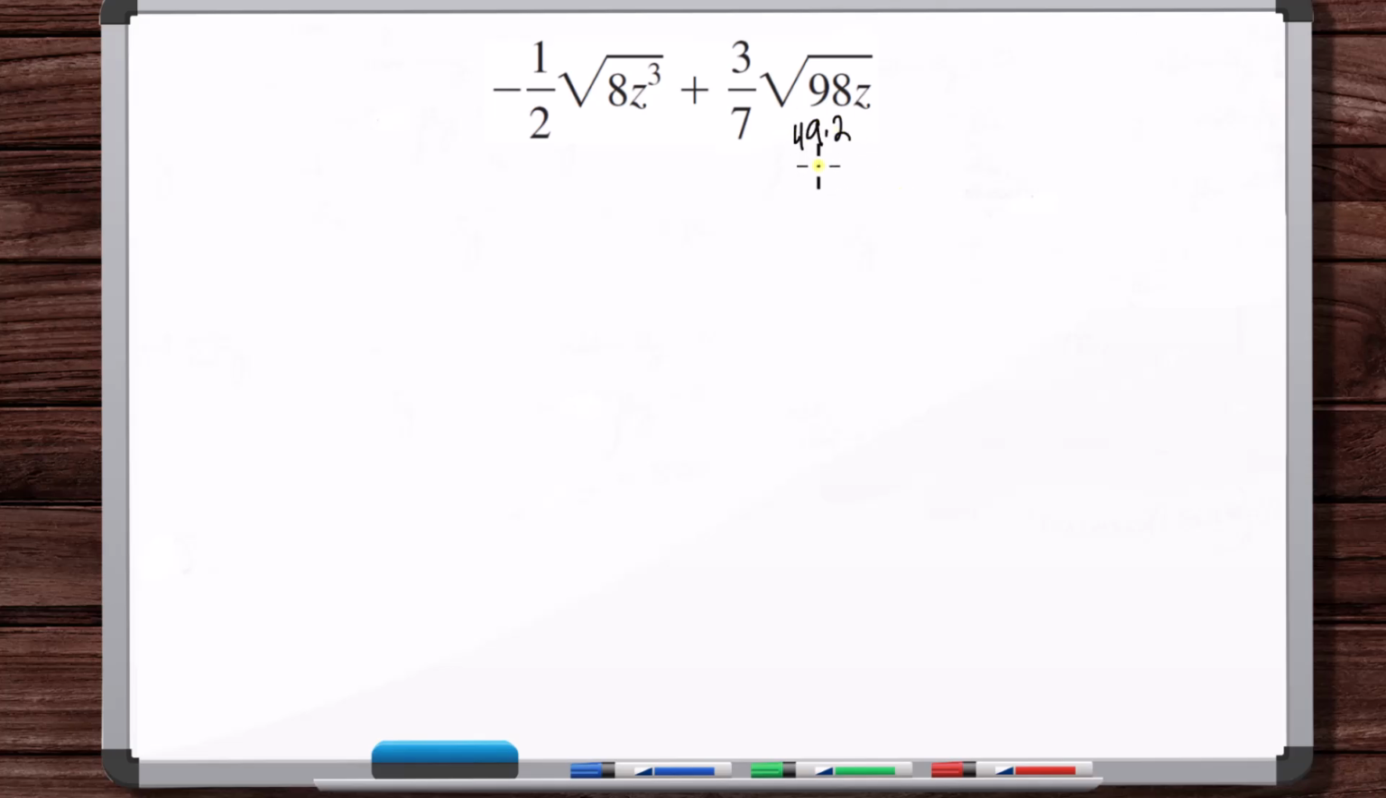So 98 is 49 times 2, so 7 squared times 2. Now these are even indexes, so maybe we have to take out an absolute value with one of these variables. So 8 is 2 squared times 2, but z can't be negative anyway because it's z cubed, so we don't have to worry about an absolute value. So we've got minus 1/2 times 2 is just 1, and then we take out a z. And we're left with 2z in the radicand. Here we take out a 7, and we're left with 2z. Now we have like radicals. So we could do 3 minus z.